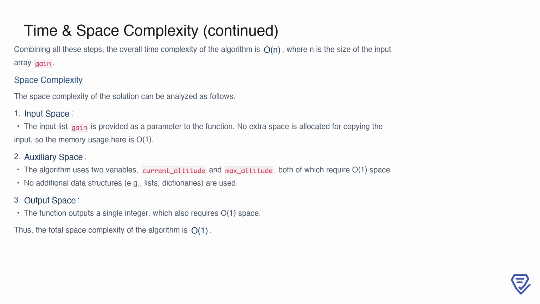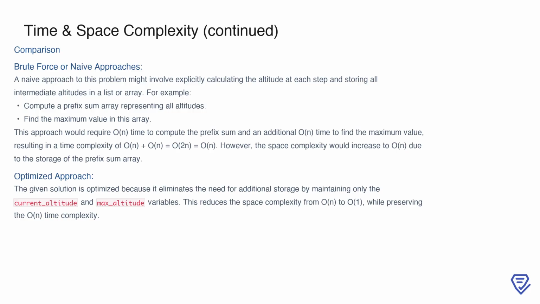When comparing this optimized algorithm to a brute force or naive approach, we can see significant improvements in space efficiency. A naive solution might involve explicitly calculating all intermediate altitudes and storing them in a list or array. For instance, you could compute a prefix sum array representing the altitudes at each step and find the maximum value from this array. While the time complexity of this naive approach remains O(n), as it involves O(n) for calculating the prefix sum and another O(n) for finding the maximum, the space complexity increases to O(n) because of the additional storage required for the prefix sum array.